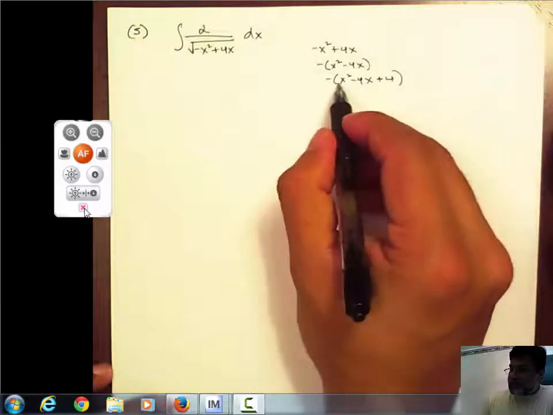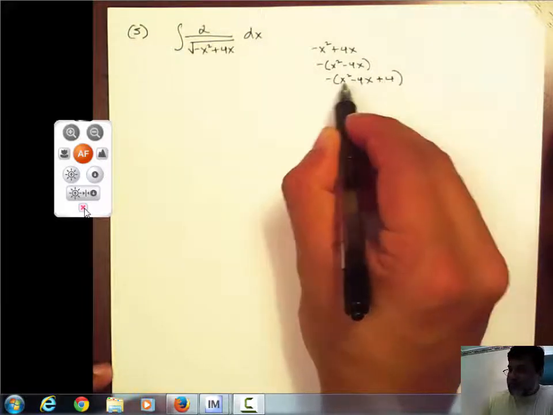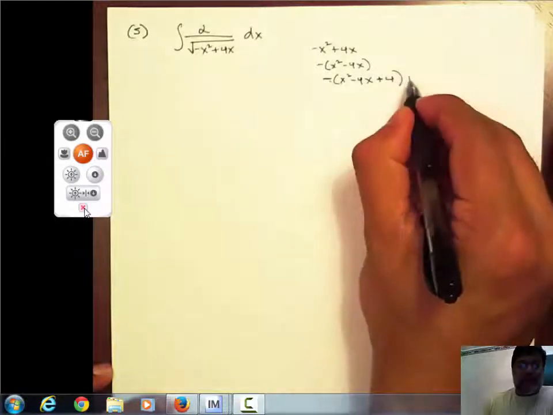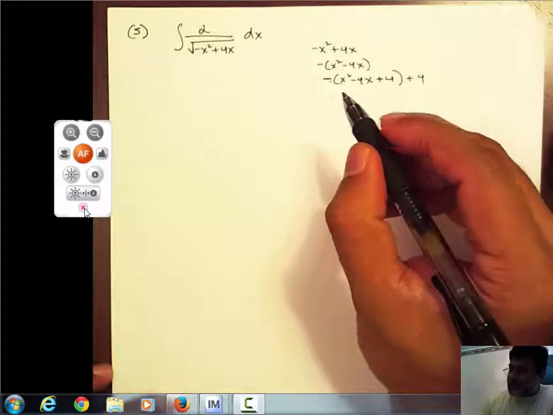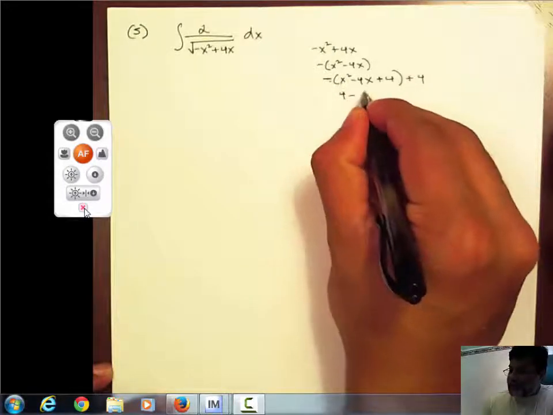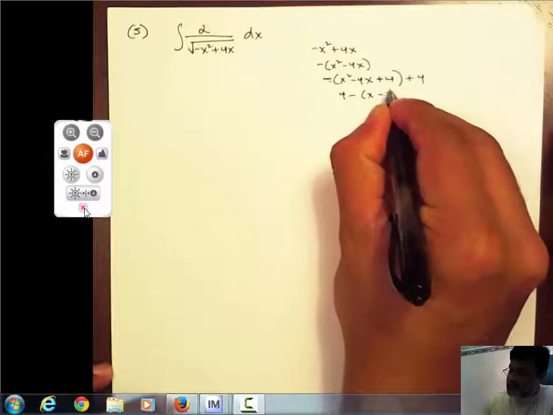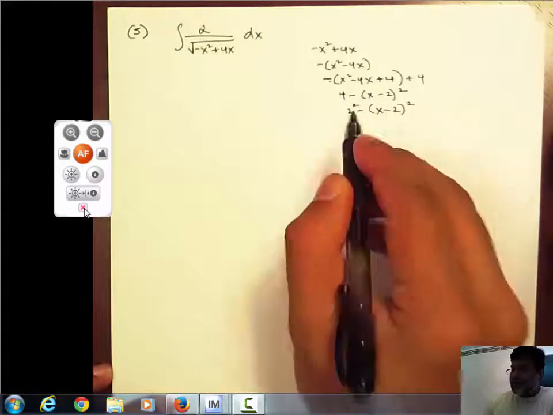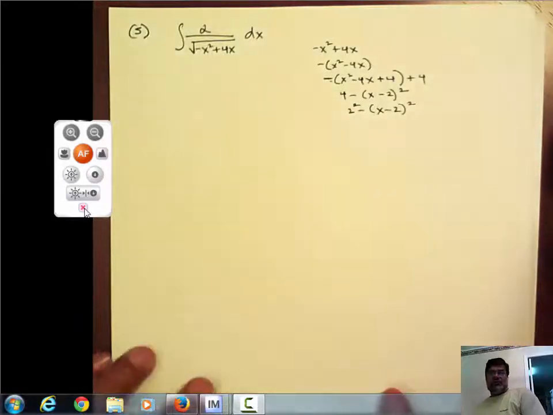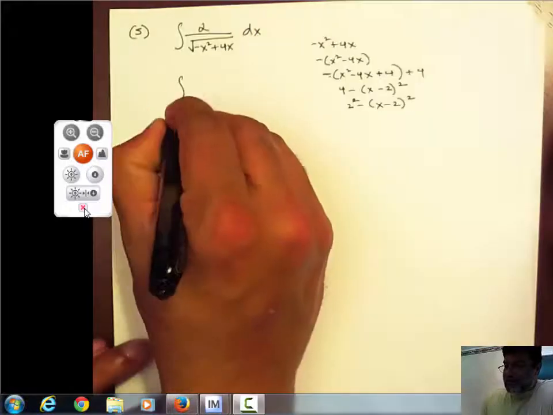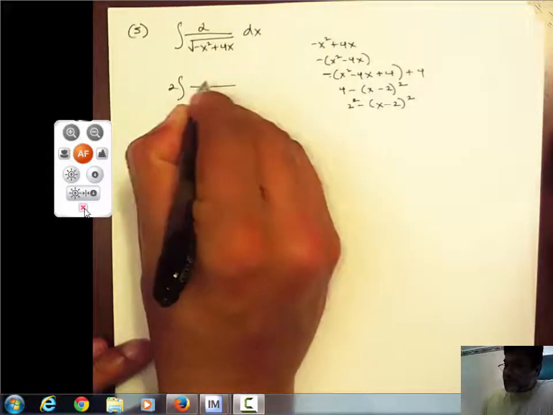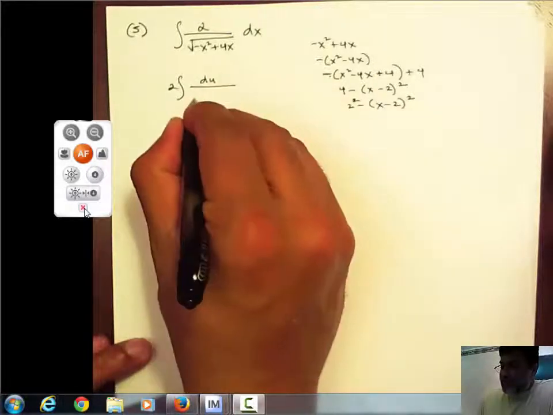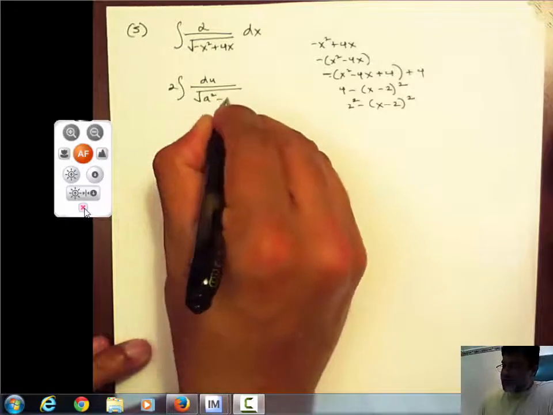So now we see that even though we added a 4, we are actually subtracting a 4 because of this negative outside. So we gotta offset it by adding a 4. Right? So now we can write this as x minus 2 squared, and this will be your a, this will be your u, and this is going to be arcsine, right? So take out the 2, this is going to be du over a squared minus u squared.